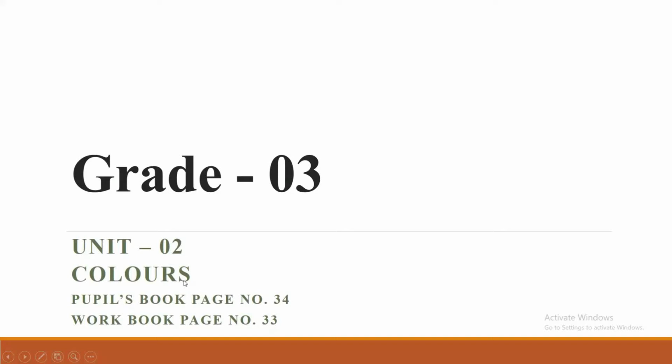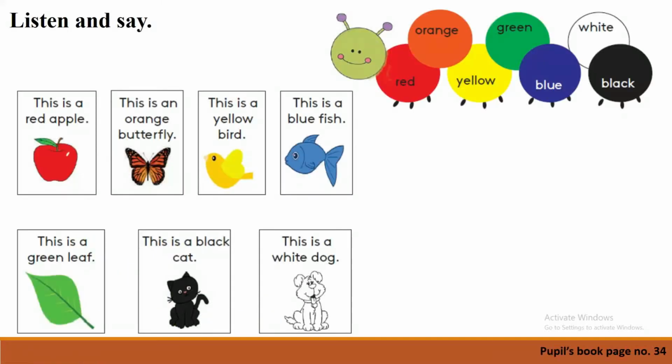Okay, now let's look at your pupils book. Now take it out and turn to page number 34. Yes, your page is very colorful. Today we are going to learn some words for colors. What are the spellings for colors? C-O-L-O-U-R-S. Colors. Listen and say.